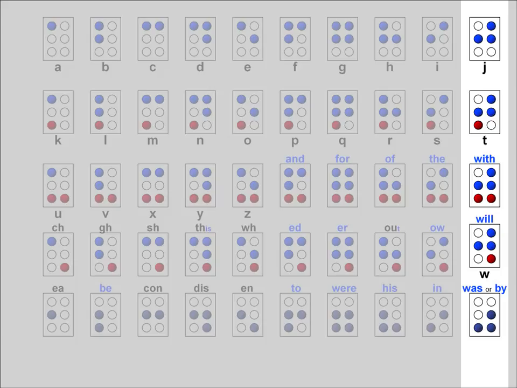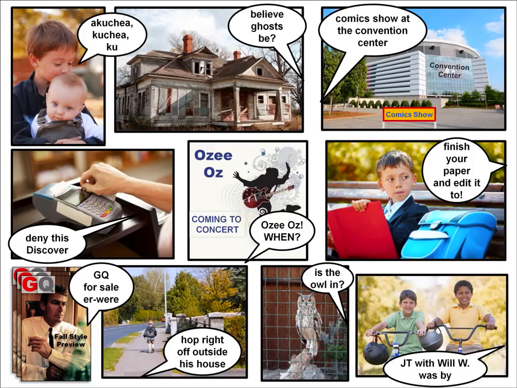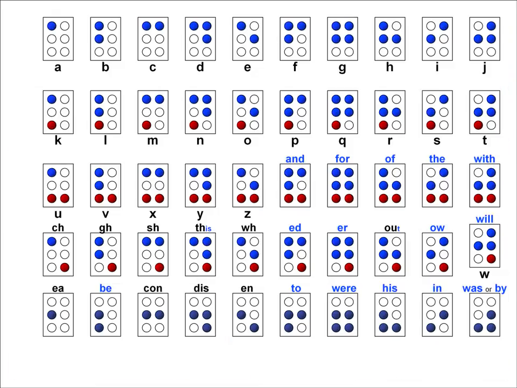J-T with Will, which is also W, was, which is also by. Or JT with Will W was by, and that's our story. If you can remember this story, then you should be able to quickly figure out what any of the 50 Braille cells in the A through J pattern mean.